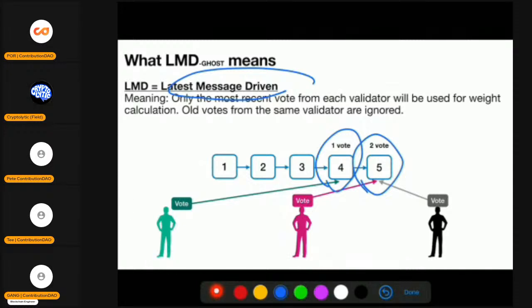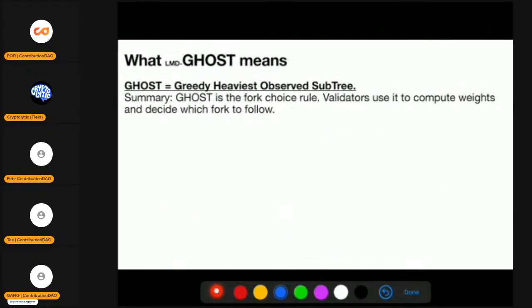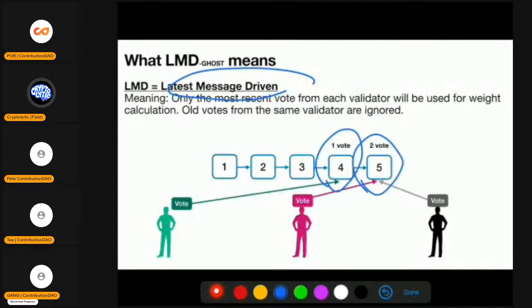Okay. Now, the GHOST part. GHOST stands for greedy heaviest observed sub-tree. So what this means is that we are going to use votes from the LMD and calculate weight from this type of vote. Okay, so how does it work?